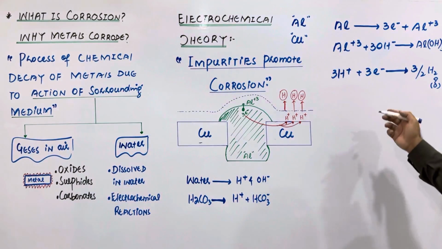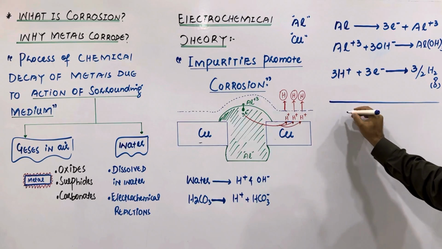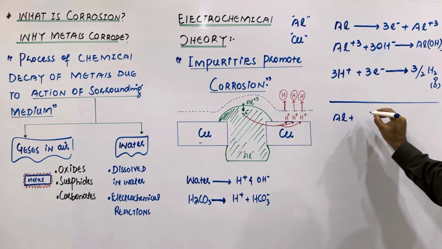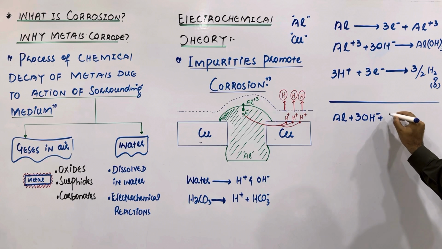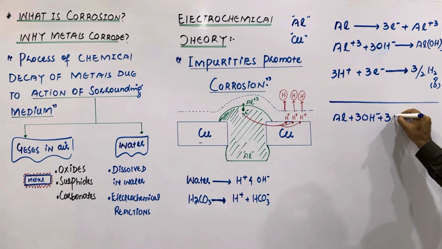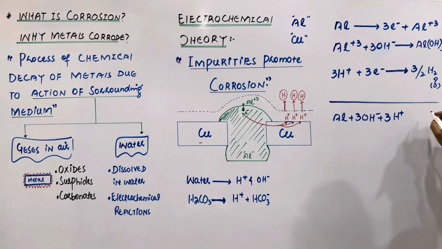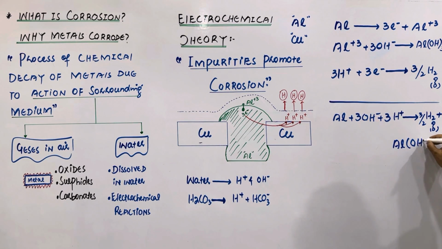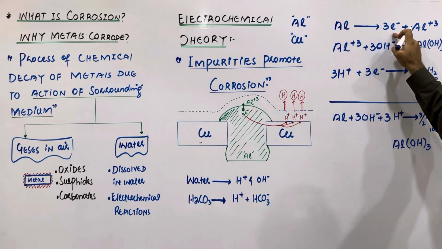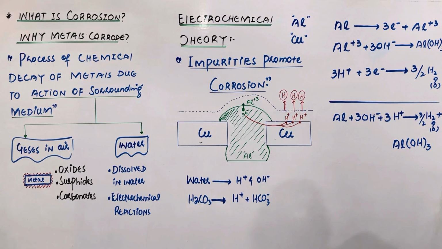The overall chemical reaction will be: aluminium plus 3OH negative plus 3H positive form H2 gas. In order to balance the equation, we write 3/2 H2 gas plus aluminium hydroxide. There will be loss of 3 electrons and gain of 3 electrons, so they will be balanced.